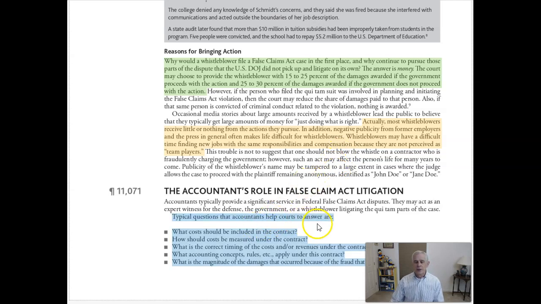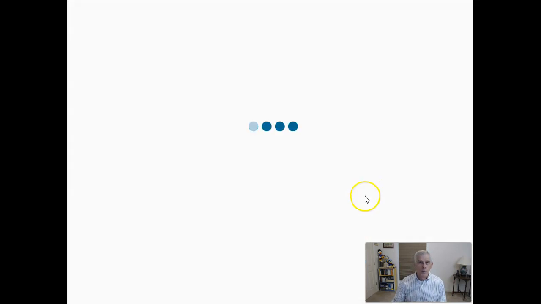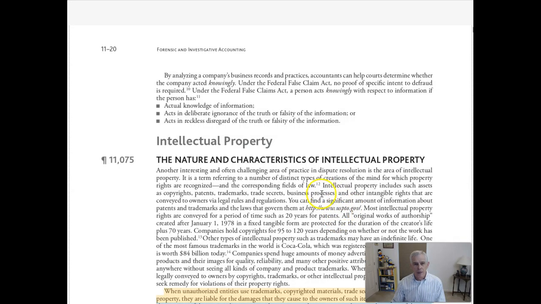Now the accountant, they can help in these kinds of cases. They say what cost should be included in the contract, how should the cost be measured, and a number of other things. So again, we're looking at cost here. Was the government billed too much, too high of a price under the contract? You need to get the accountants in here to find out more about the numbers. So again, a lot of work for forensic accountants.